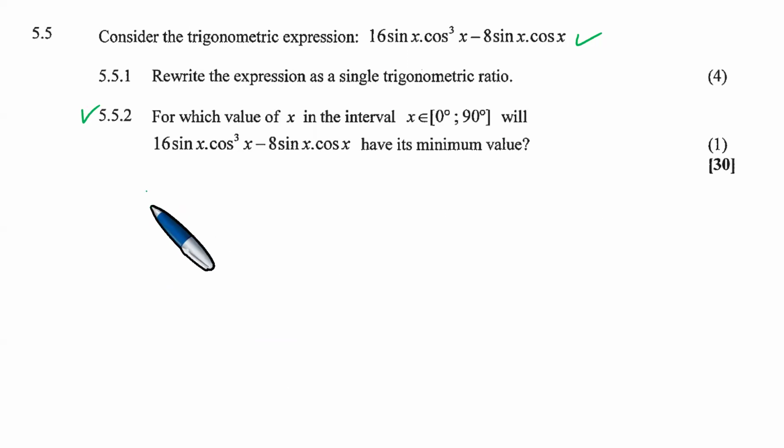Right. Consider the trigonometric expression, this one. For which value of x in the interval x between 0 degrees and 90 degrees will 16 sin x cos cubed x minus 8 sin x cos x have its minimum value? It's one mark, like 1 minute. But you have to remember something. I'm going to give you a chance to answer that one.